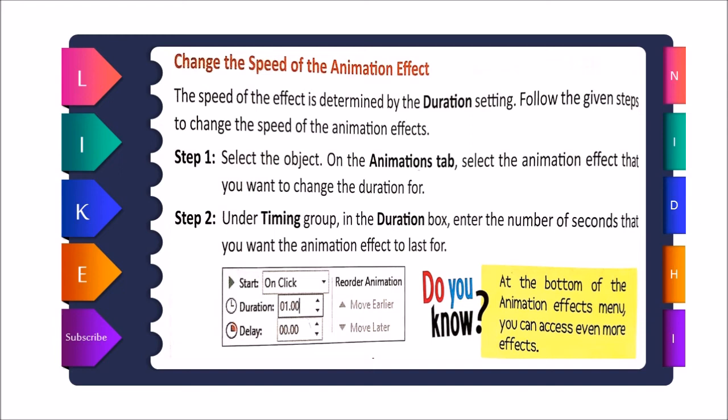So you have to select the animation tab, and then you have to click on the effect that you want to change the duration for, and under the timing group in the duration box enter the number of seconds that you want the animation effect to last for. So here in the screenshot you can see the animation timing box, and there you can change the duration. At the bottom of the animation effect menu you can access even more effects. So like this you can change the speed of animation.